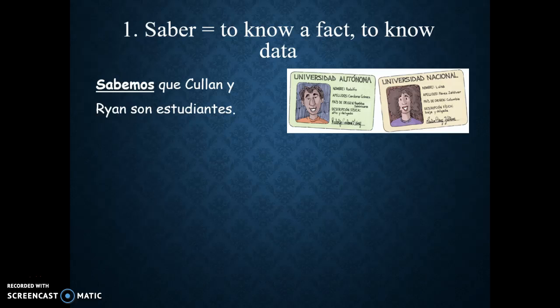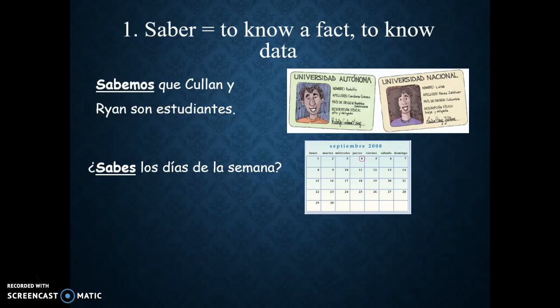Here is un ejemplo. Sabemos que Julian y Ryan son estudiantes. We know that Cullen and Ryan are students. That's a fact. They're students. It's a piece of information. It's data. So we use saber.